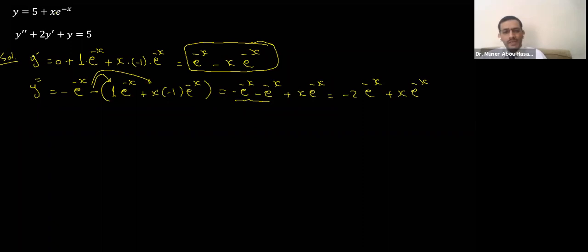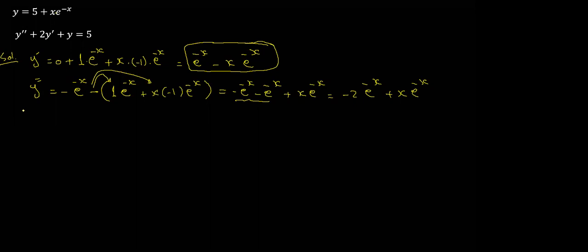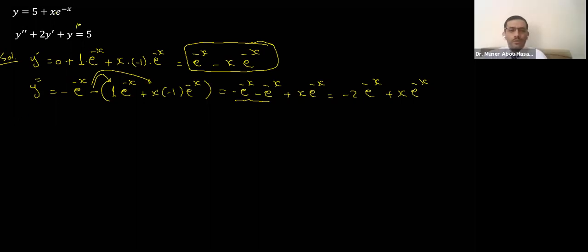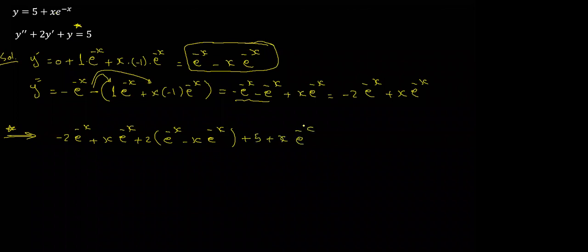After finding y prime and y double prime, what should I do? I put them in the equation. Yes, plug them into my equation. Let me call the equation star. So my equation star will give me, instead of y double prime, what I found here, negative 2e to the negative x plus x e to the negative x, plus 2 times, instead of y prime, what I found, e to the negative x minus x e to the negative x, plus the y, which is given here, 5 plus x e to the negative x, equal 5.